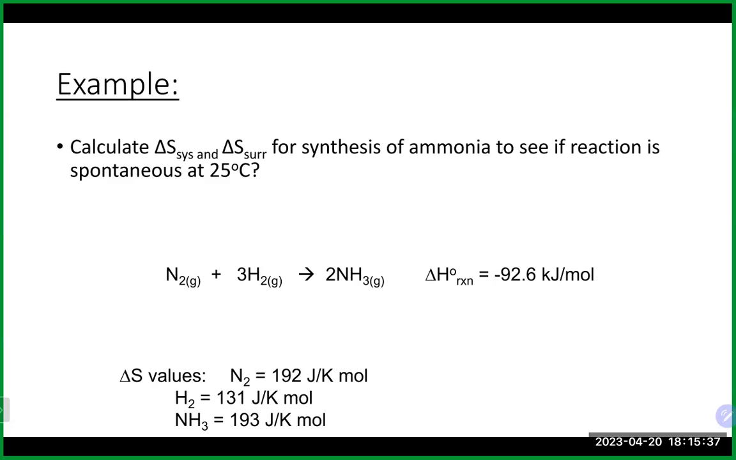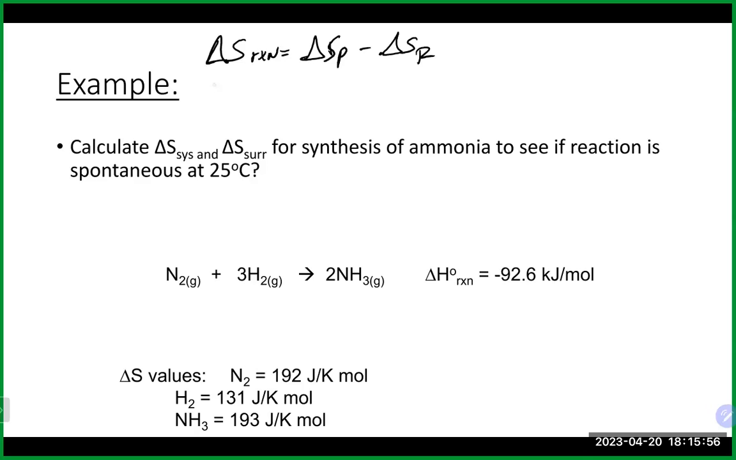Okay, let's take a look and see. So in this case, we want to calculate both things, our delta S of the system, or the reaction, and of our surroundings. I'm going to start with the system, or the reaction. So our delta S of our reaction is going to be the delta S of our products minus the delta S of our reactants.